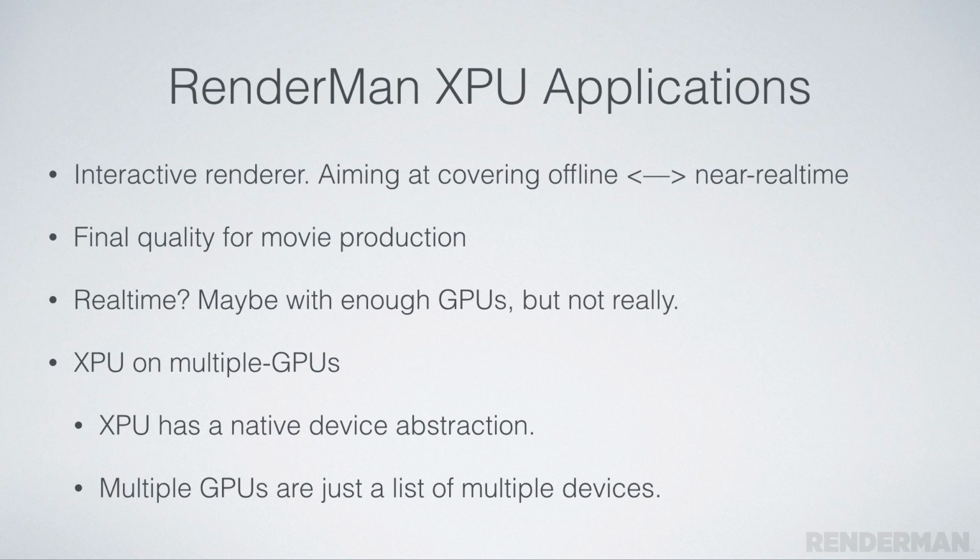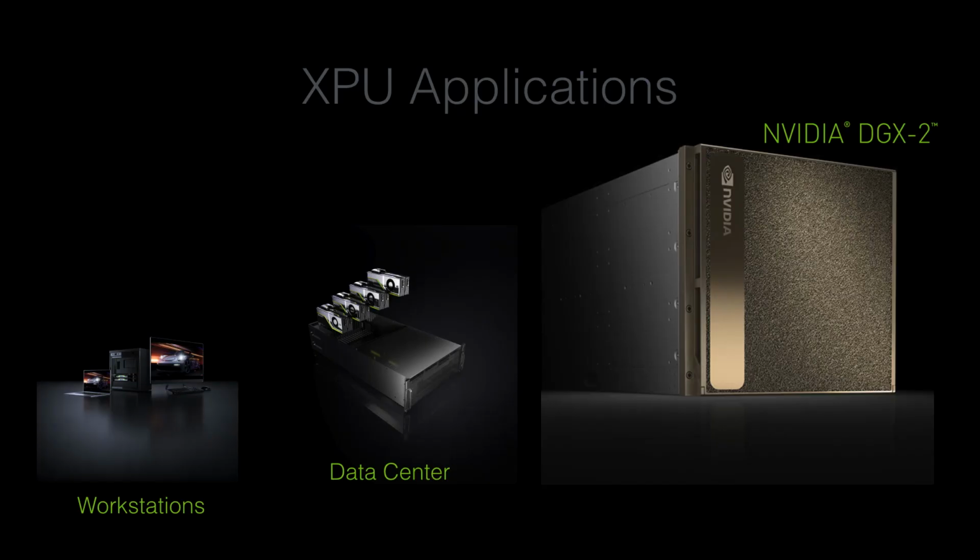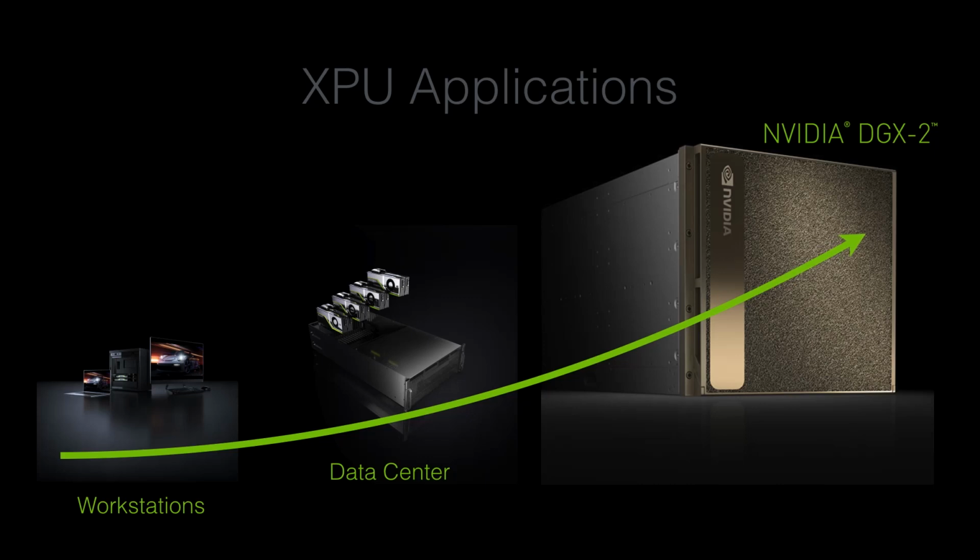So that said, XPU is based on a native device abstraction, where multiple GPUs are just multiple devices, such as the CPU is a device. And XPU scales to anything we have tested on, from a laptop with or even without a GPU, to workstations and servers on the farm, and even to special configurations with 16 GPUs, such as the NVIDIA DGX2, which is not even made for rendering. It is designed for machine learning. Still, XPU runs on the entire lineup, and yes, we have tested. We have a DGX2, thanks to NVIDIA, who provided one for us.